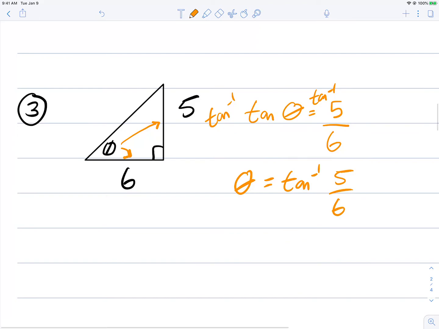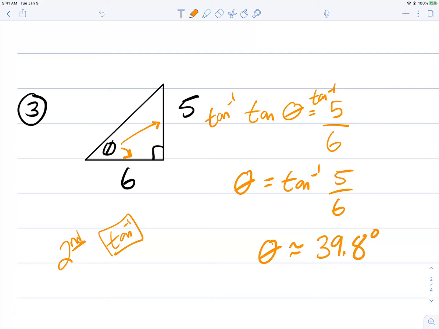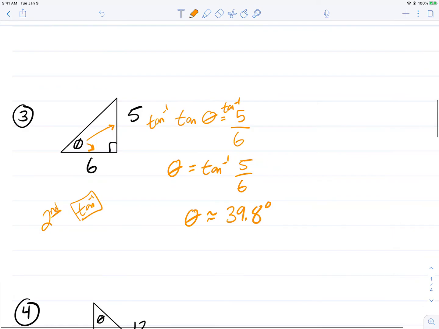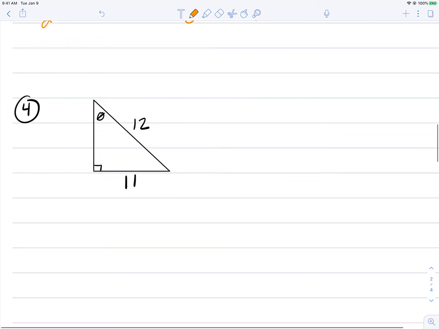If you're using a calculator, you're probably going to have to hit your second button or your shift button, and then above your tangent will have a tangent to the -1. If you're working on an iPhone calculator, there's a shift button that makes that tangent to the -1 show up. So 5 divided by 6, and then if you hit your inverse tangent button, you get theta is about 40 degrees because it rounds, 39.8 degrees. So the degree of that triangle is about 39.8. Okay, let's do one more of those.